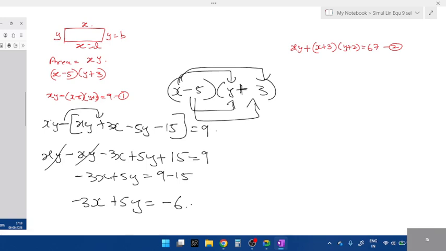Then try the second equation. Same way, open the bracket. Try to solve it.